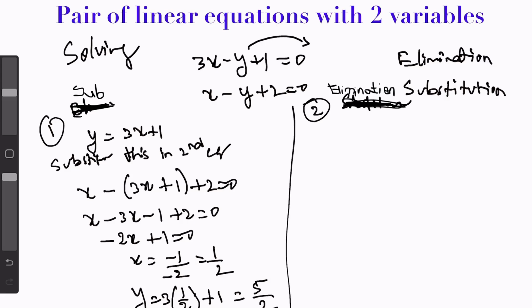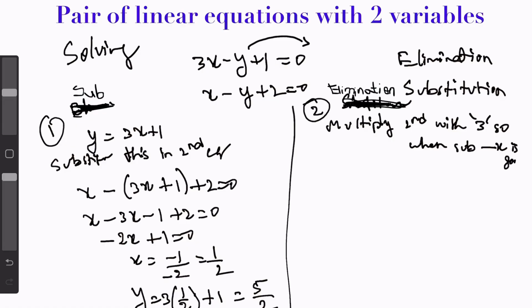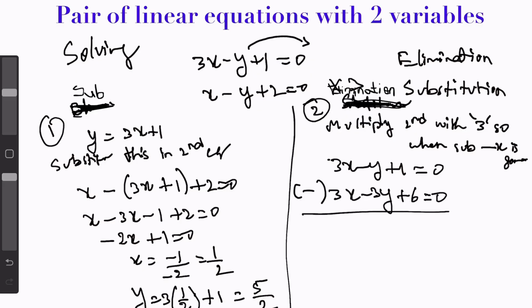For the second method, we'll use the elimination method. We need to perform arithmetic operations so that one variable is eliminated and the other variable can be determined. Here, let's multiply the second equation by 3. So when subtracted, x will be gone. Then we can determine the value of y, and from that the value of x. We write the first equation 3x minus y plus 1 equals 0. When multiplied by 3, the second equation becomes 3x minus 3y plus 6 equals 0. Subtracting, minus y plus 3y plus 1 minus 6 equals 0, so 2y equals 5 and y equals 5 by 2.